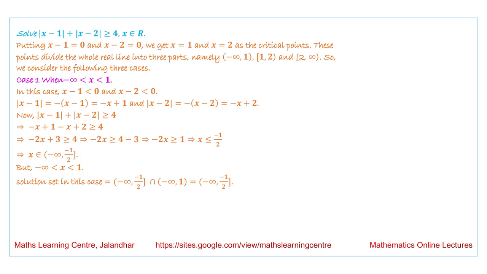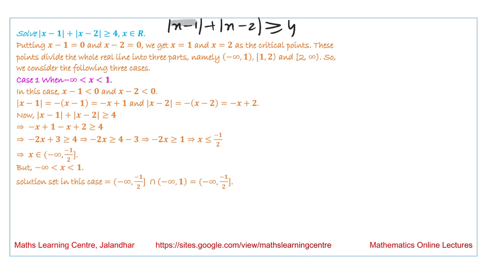Next we have to solve this inequality. If we look at these terms over here, it is mod of x minus 1 plus mod of x minus 2 is greater than or equal to 4.